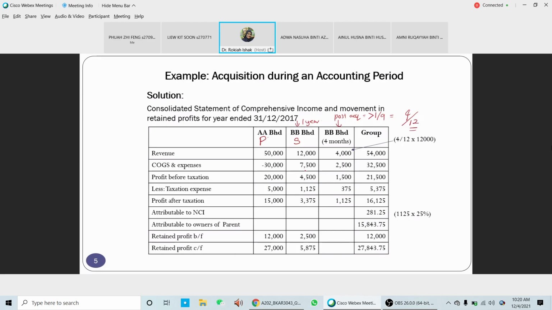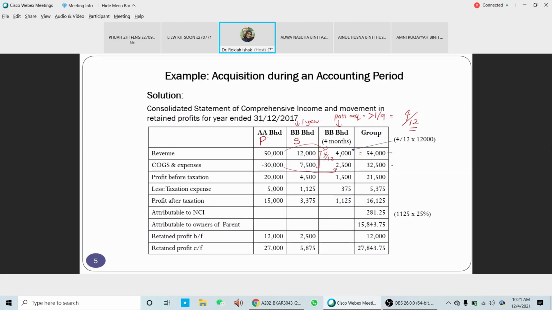Okay, so for BB here, the amount of revenue that you have here is 12,000. So 12,000 needs to be multiplied by 4 over 12, so you're going to have 4,000. So the parent plus this 4,000, you're going to have 54. The same thing for the COGS, also multiplied by 4 over 12, so you are going to have 2.5. So 30 plus 2.5, you're going to have 32.5.